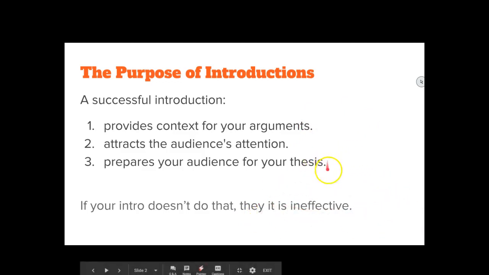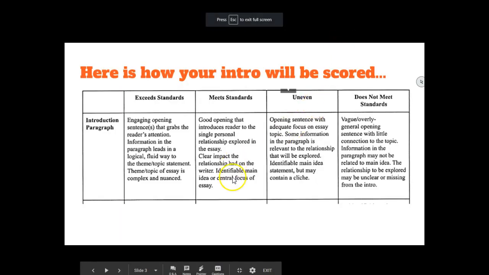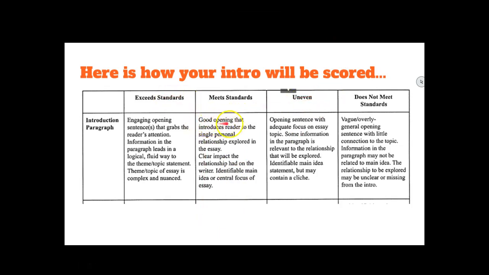So taking a look at what the expectations are for your introduction. You've got a good opening, good meaning it catches the attention, and it introduces the reader to a single personal relationship. What that means is we are looking for you to have context. This does require you to provide some context. Who is this person? What is the context of your relationship? If necessary, do you need to tell me how you met? If necessary, do you need to tell me how long you've been in a relationship with this person?